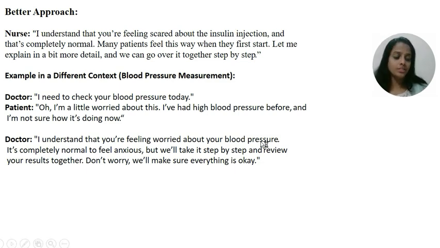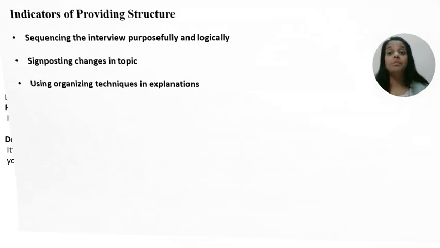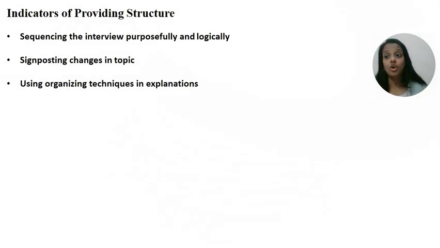And the next one is the third clinical communication criterion assessed in OET speaking, which focuses on how well you structure your conversation. There are three key indicators you need to demonstrate during your interaction with the patient. The first one is sequencing the interview purposefully and logically. The second one is signposting changes in topic using organizing techniques and explanations.